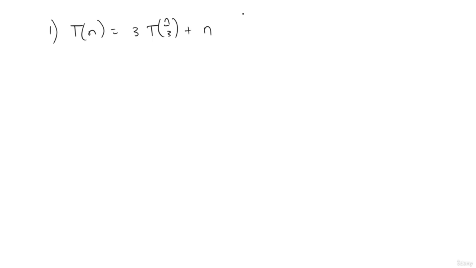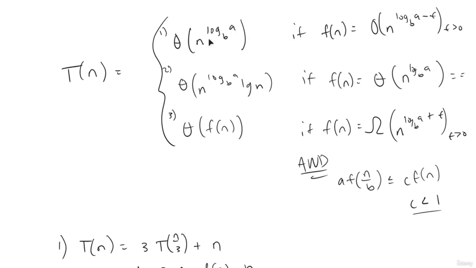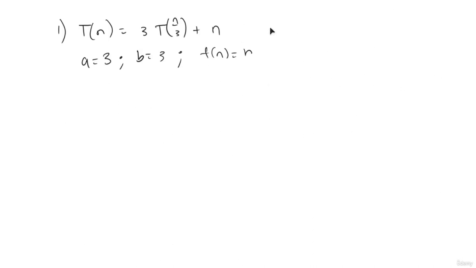And so let's analyze it. We have a is equal to 3, we know that to be true. We have b is also equal to 3. And then we have f of n is equal to n. This is our f of n. And so let's use the master method. We go up to the top and see that all of these cases depend on how you analyze f of n. So what you do is compute n to the log base b of a and compare it to f of n.